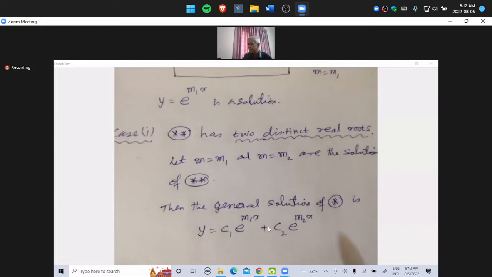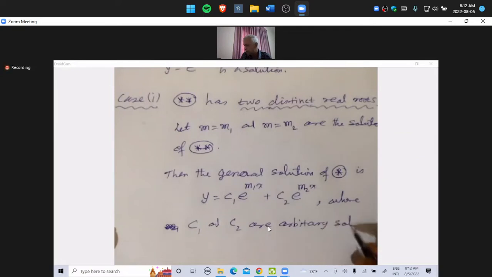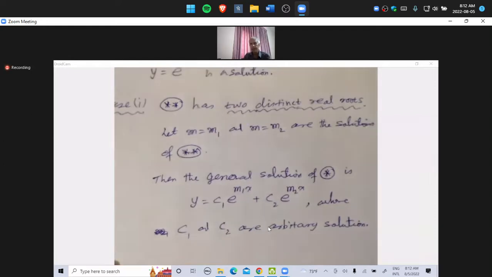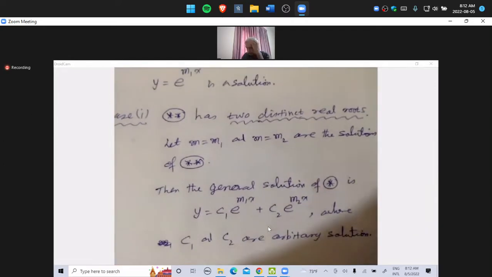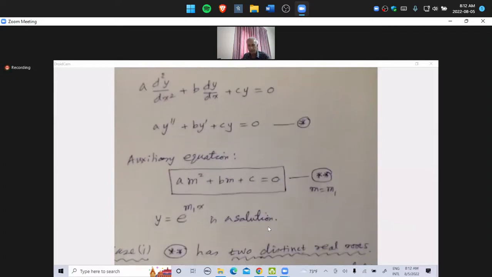If the roots are distinct, this is the general solution, where m1 and m2 are the roots, and c1 and c2 are arbitrary constants. Okay, now even if you were not there last time, still try to follow this.